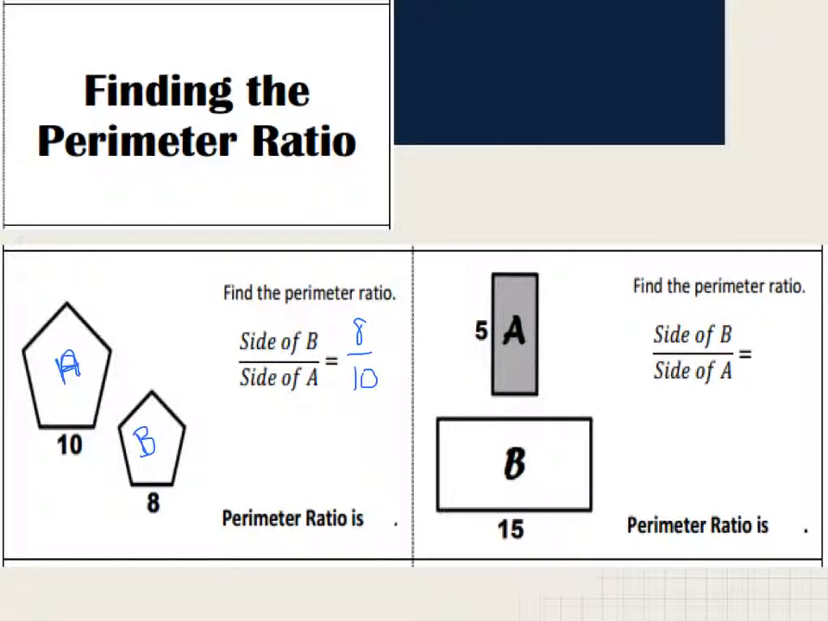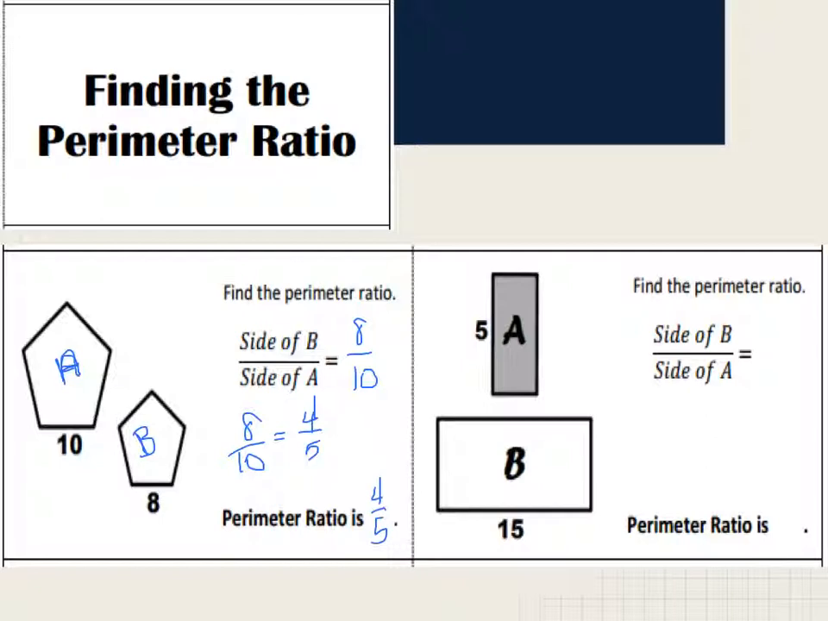Here we started with a larger pentagon and it shrank. 8 over 10 can reduce to 4/5. Notice our scale factor is smaller than 1, so this tells us our shape shrank, and the ratio of the perimeters is 4 to 5.